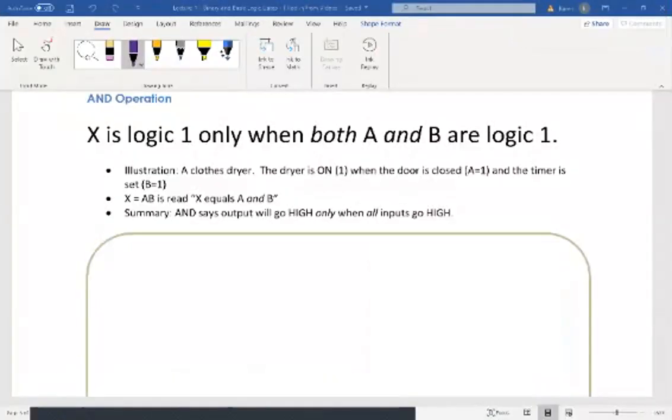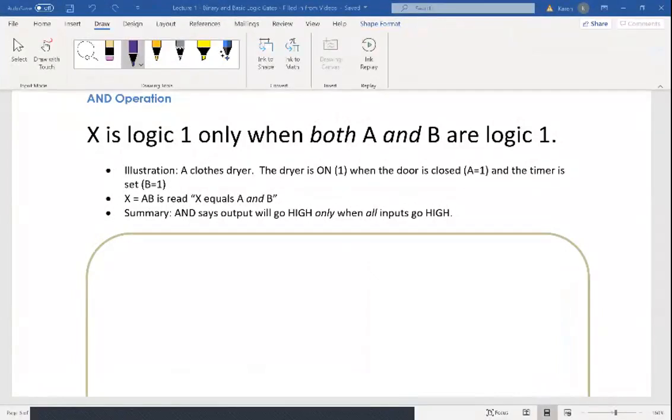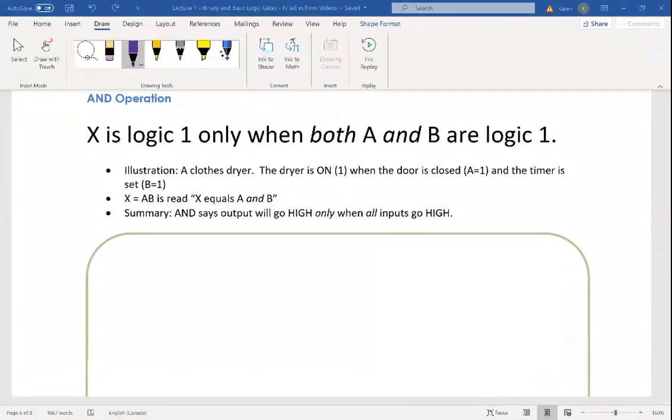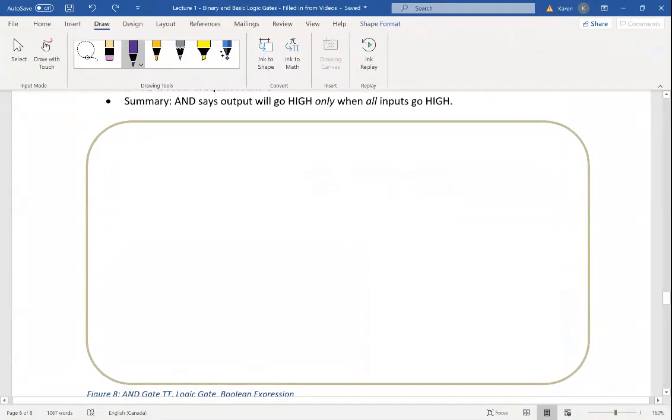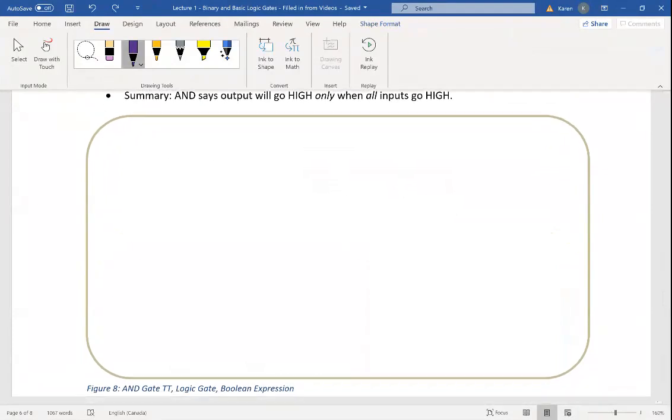Let's explore the AND operation, or the AND logic gate. AND is one of the three basic gates that all logic circuits are made out of. In the AND operation, the output X is only going to be 1 if all of the inputs are 1. So we can draw what the logic gate looks like.